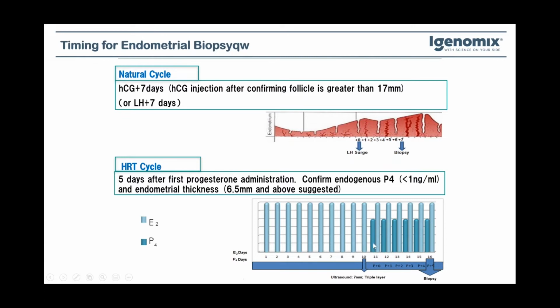And before the progesterone treatment, we suggest you test the thickness of the endometrium, we usually suggest a lining of 7 millimeters, and also we suggest you measure the endogenous P4 to be less than 1 nanogram, because if we are doing the HRT cycle, it needs to be very much controlled so that we can have very good reproducibility.